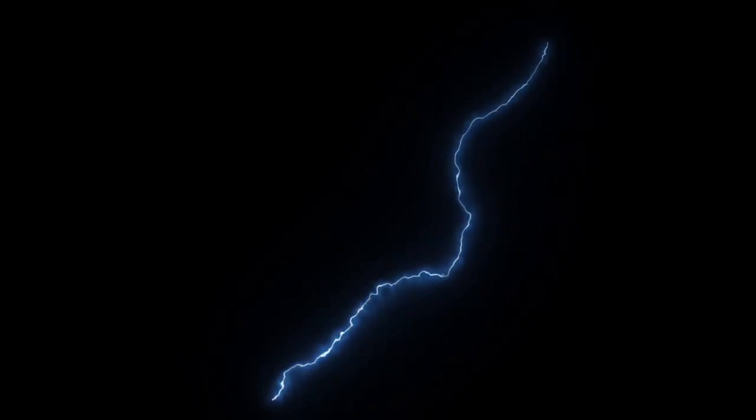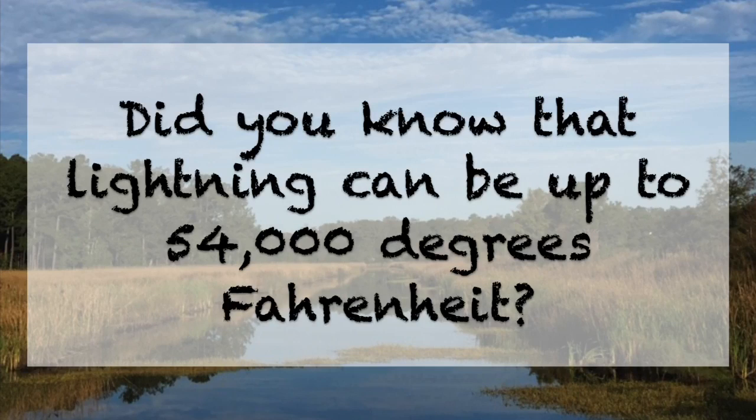Now, because the atmosphere gets colder the higher up you go, some of these water droplets don't form into the cloud, and instead they freeze into ice crystals. And as these ice crystals bump into each other, they generate an electric charge, which causes lightning. Did you know that lightning can be up to 54,000 degrees Fahrenheit? That's 5 times hotter than the sun. Thunder is a sound produced by lightning. You just hear it after the lightning strike because sound travels way slower than light.